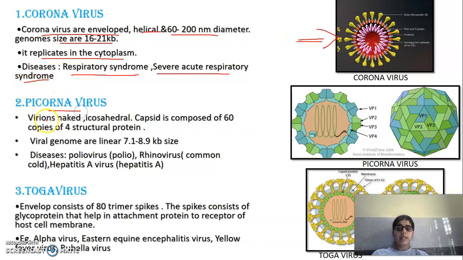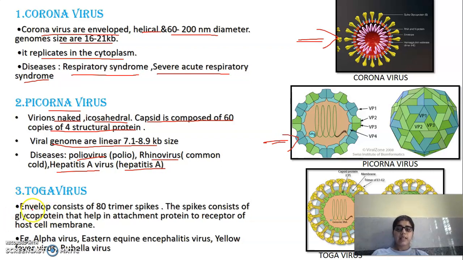Picornavirus. Viruses are naked icosahedral. The capsid is composed of 64 copies of 4 structural proteins, and the viral genome is linear and 7.1 to 8.9 kb in size. Diseases caused by picornaviruses are polio, caused by poliovirus, common cold, caused by rhinovirus, and hepatitis A, caused by hepatitis A virus. And they look like this.